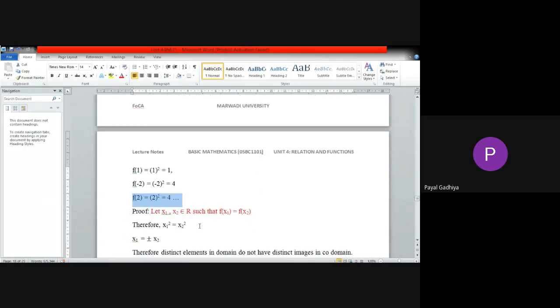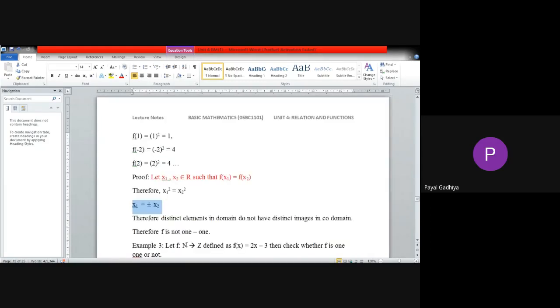We will start with f(x1) equals f(x2). Now f(x1) equals x1 square, f(x2) equals x2 square. Now I will remove the square from both sides, then I will get x1 is equal to plus or minus x2. It is not exactly x1 equals x2, it is x1 equals plus or minus x2. Therefore, distinct elements in the domain do not have distinct images, and therefore f is not one-one. Are you clear? Yes, ma'am.